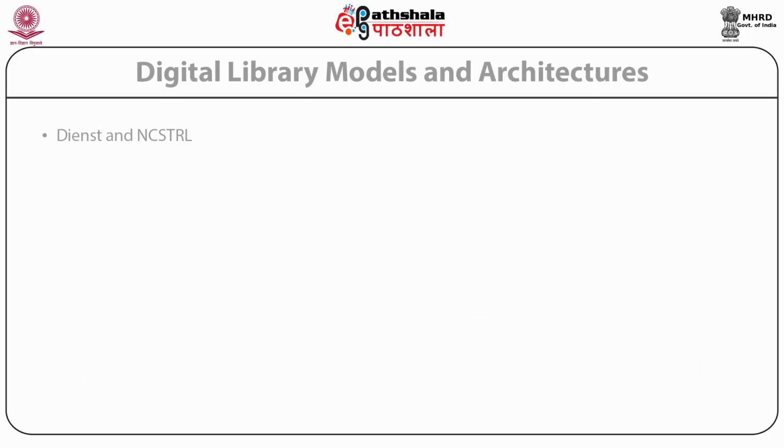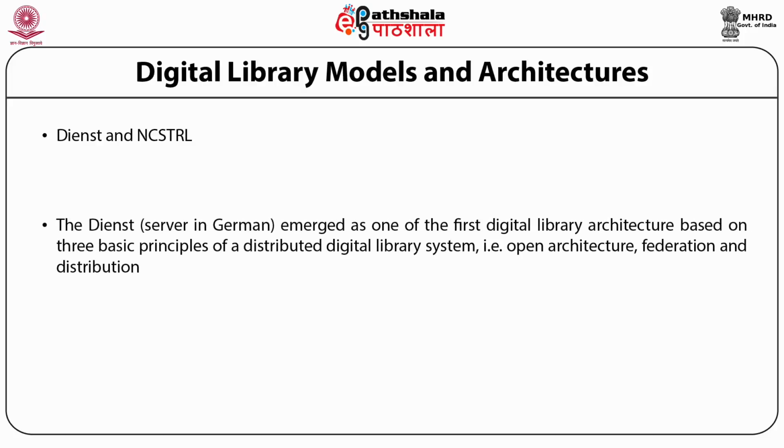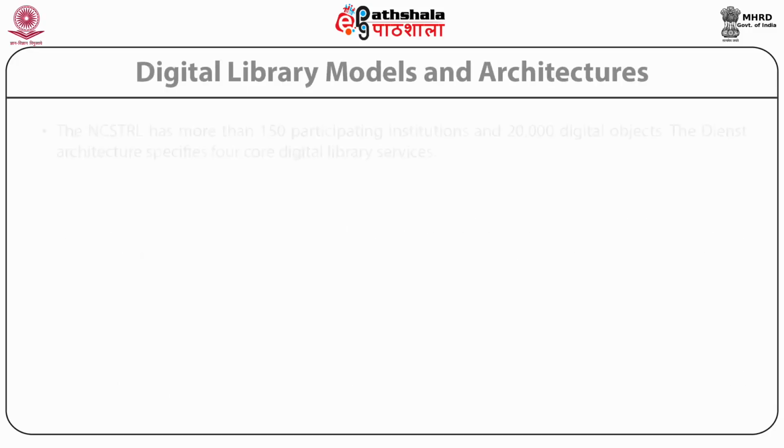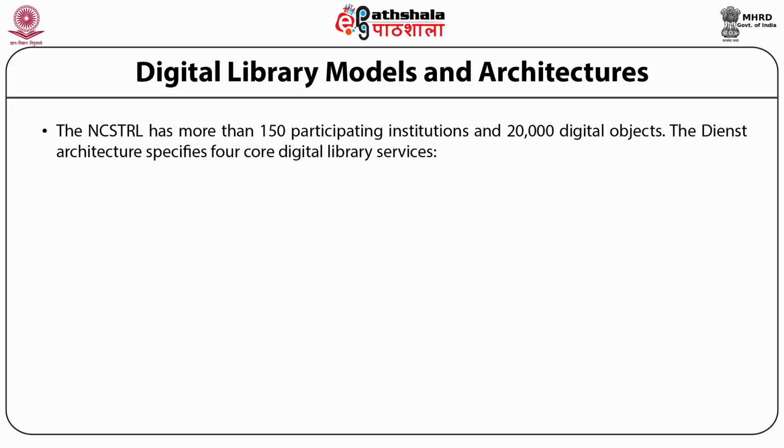of this framework. Now the Dienst and NCSTRL architecture. Dienst is the word for service in German. Dienst emerged as one of the first digital library architectures based on three basic principles of a distributed digital library system: open architecture, federation and distribution. Developed by the Digital Library Research Group at Cornell University, the Dienst model was implemented in the Networked Computer Science Technical Research Library, that is NCSTRL, available at www.ncstrl.org. NCSTRL has more than 150 participating institutions and over 2000 digital objects.